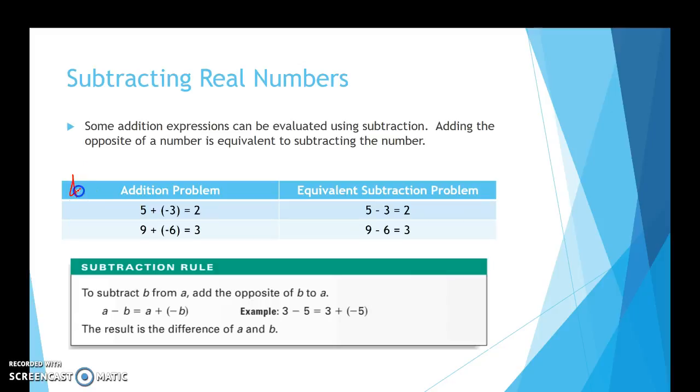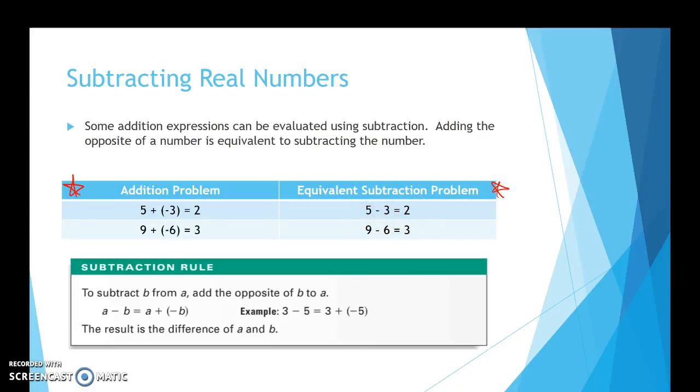This chart, where it says addition problem and then the equivalent subtraction problem, is an example of addition and the equivalent subtraction problem. Here we have 5 plus negative 3, which equals 2. Adding a negative means the same thing as subtracting. So that means the same as 5 minus 3, which is 2.